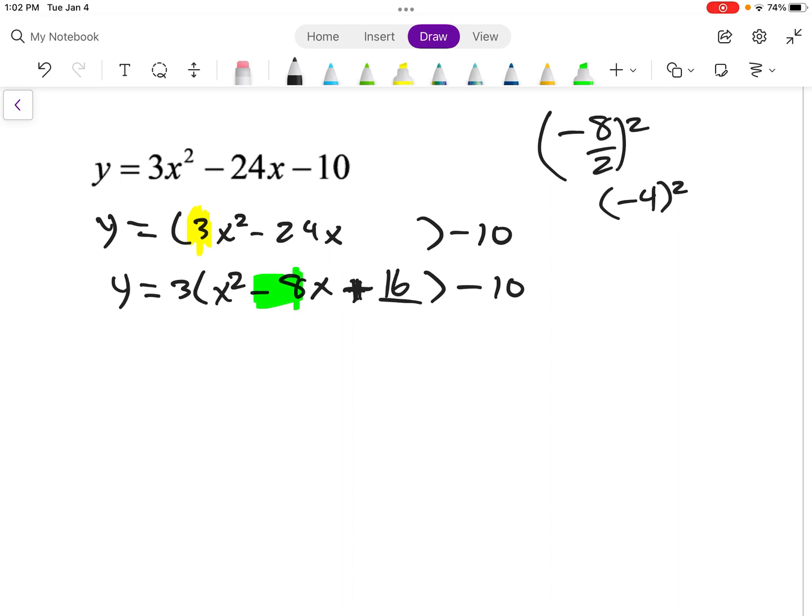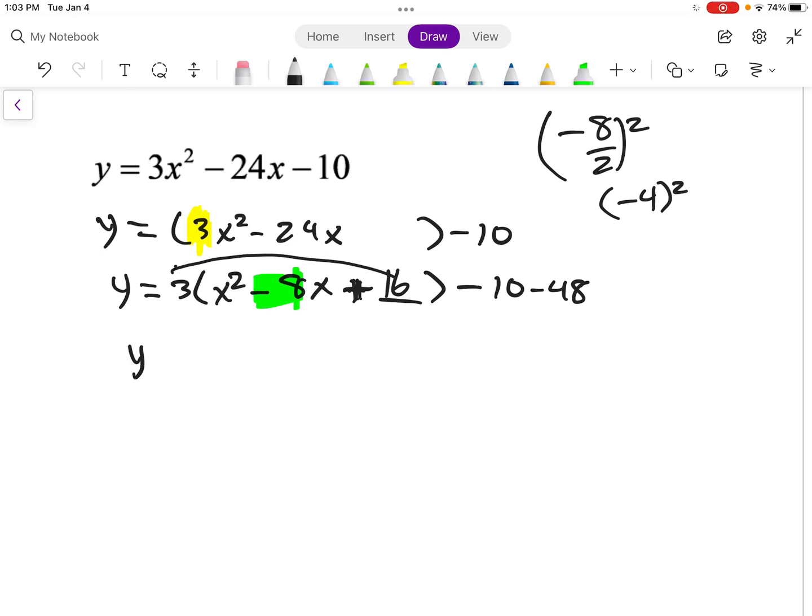Okay, now I added 16. That changes the equation, so I have to compensate for that. So what I'm going to do is just think, I have a 3 out in front. So when I added 16, that is really 3 times 16. Well, 3 times 16 is 48. So if I added a positive 48, out here I have to subtract 48. So 3 times 16 is 48, minus 48 is 0. We haven't changed the problem.